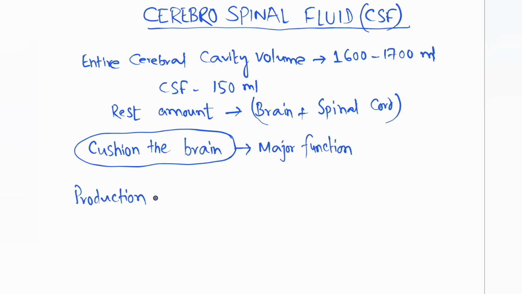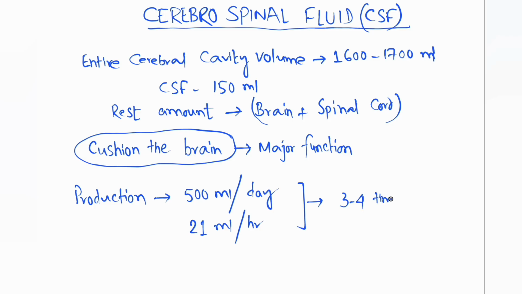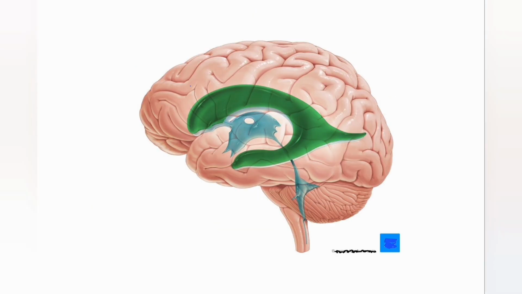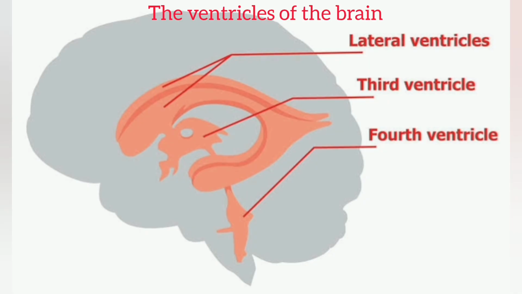CSF is formed at the rate of about 500 ml per day, or 21 ml per hour, and the total volume of the CSF that remains inside the cerebrospinal fluid system is about 150 ml. So the daily production is about 3 to 4 times the total volume of the fluid that remains in the entire cerebrospinal fluid system. About 2/3 or more of this fluid originates as the secretion from the choroid plexus in the ventricles.